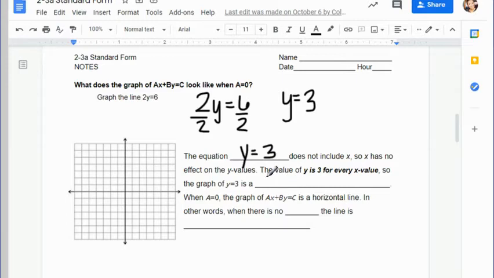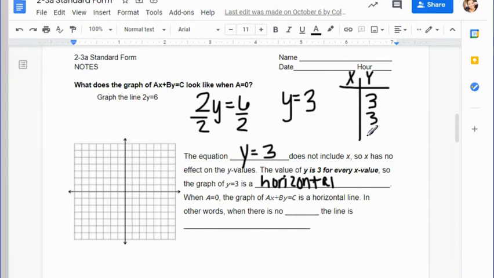Therefore, the graph of y equals 3 is a horizontal line. And I'm going to show you how I would prefer to graph this, because just thinking about it is confusing to me. I always make a t-chart. X always goes first in my t-chart. Y always goes second in my t-chart. It tells me y is 3. So the numbers underneath y are all going to be 3.